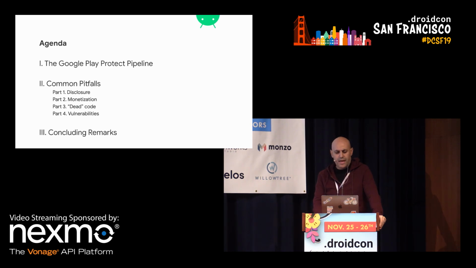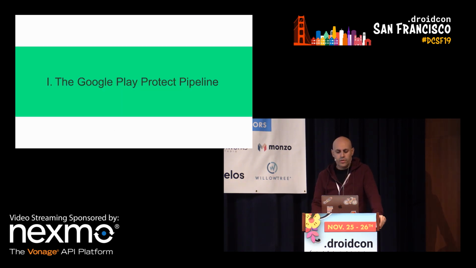Two sections: the pipeline that I mentioned. Number two, some common pitfalls organized in 4 parts: disclosure to users, monetization, dead code, and vulnerabilities. I'm going to mention 3 main categories of vulnerabilities that you want to keep in mind when you build your application in order to prevent security issues with it. And finally, some concluding remarks.